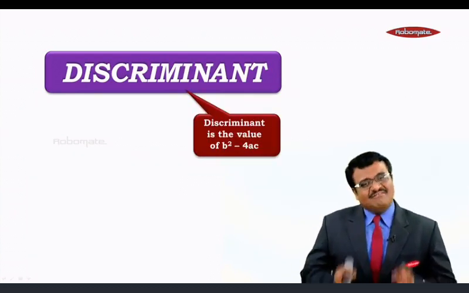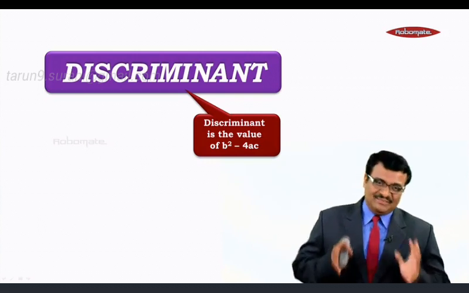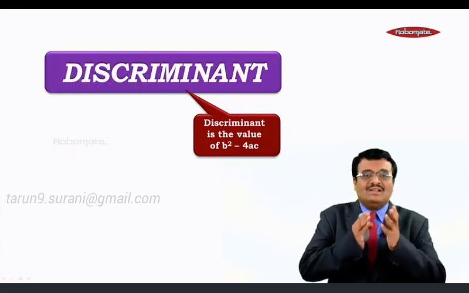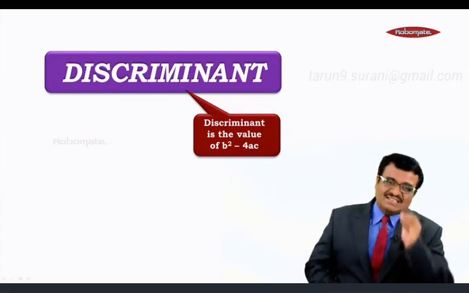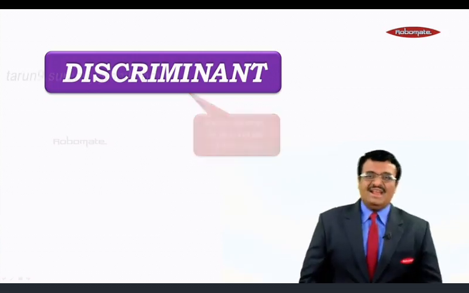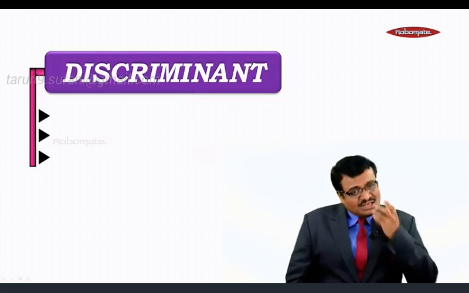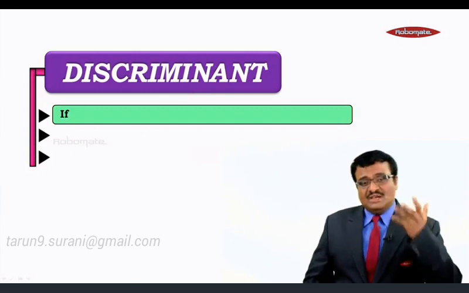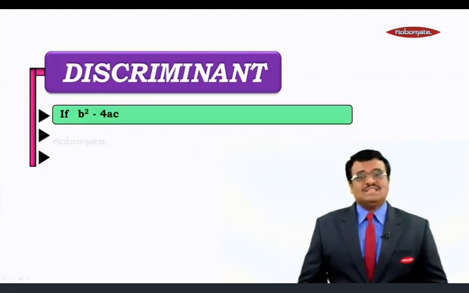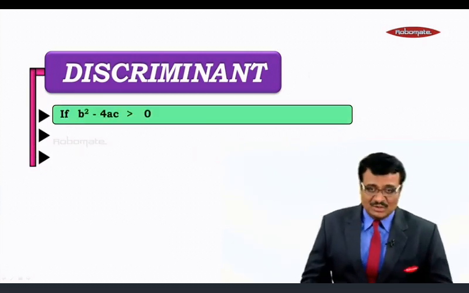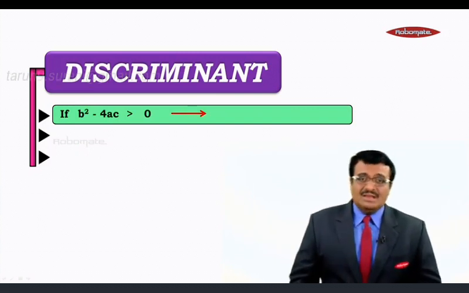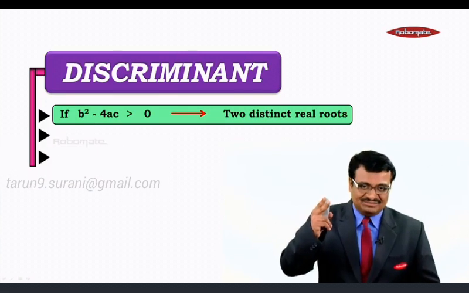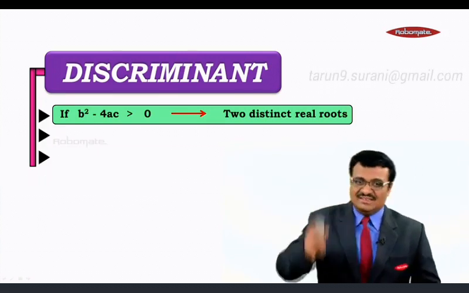Discriminant is nothing but the value of b square minus 4ac. Because looking at the value of b square minus 4ac, we can find out what type of roots the equation will have. Hence, it is called as discriminant, right? If b square minus 4ac is greater than 0, a positive number, the equation will have two distinct real roots. Two roots, real and distinct.